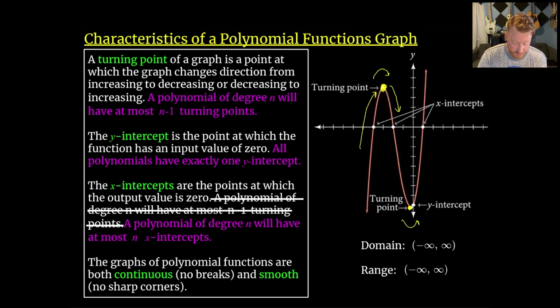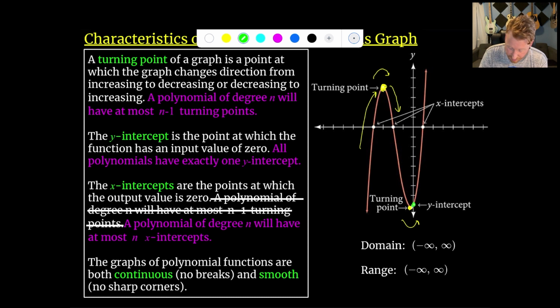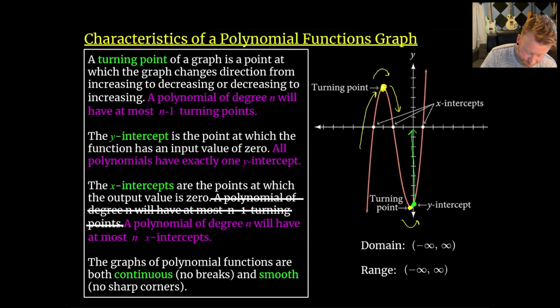So next we'll look at the y-intercept. So that is this point here where it is intercepting the y-axis. So it is the point at which the function has an input value of 0. So we'll be using that idea here once we start doing some examples. But we see that at the y-intercept, the input value is always 0. So all polynomial functions will have exactly one y-intercept. You will always be able to find one. So that is helpful to know as well.